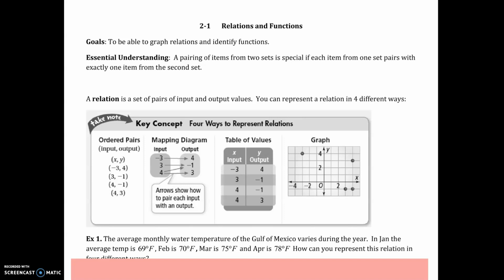In our first section of chapter 2, we're going to learn about relations and functions, which is essentially a good way of showing relationships between two variables. We have four different ways to represent what we call those relations, given at the top here.